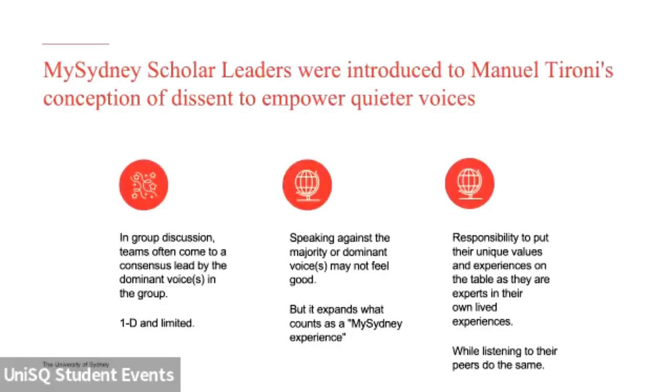It was also really important to teach students about Taroni's conception of dissent. In group discussion, teams often come to a consensus led by a dominant voice in the group. But because we're a co-design group, we want to understand a variety of voices, like quiet voices.